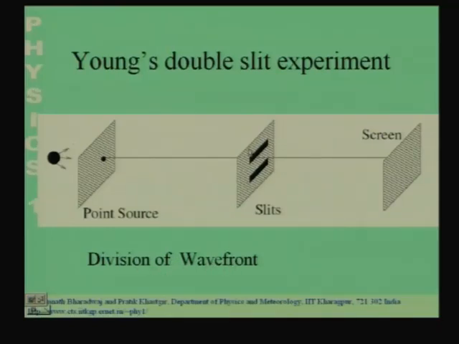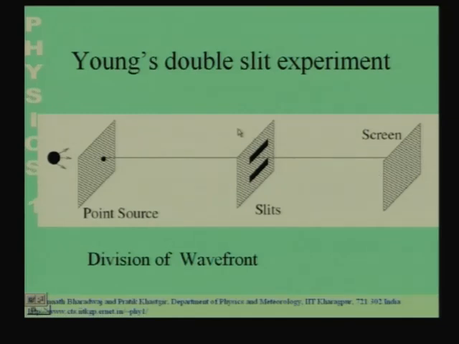The two slits which are used in the Young's double slit experiment divide the wave fronts which come from this source. It divides the wave front into two, one from the upper part and one from the lower part. So, it is these two wave fronts, which we obtain by dividing a single wave front, which are made to interfere on the screen over here, and it is this which produces the interference pattern.